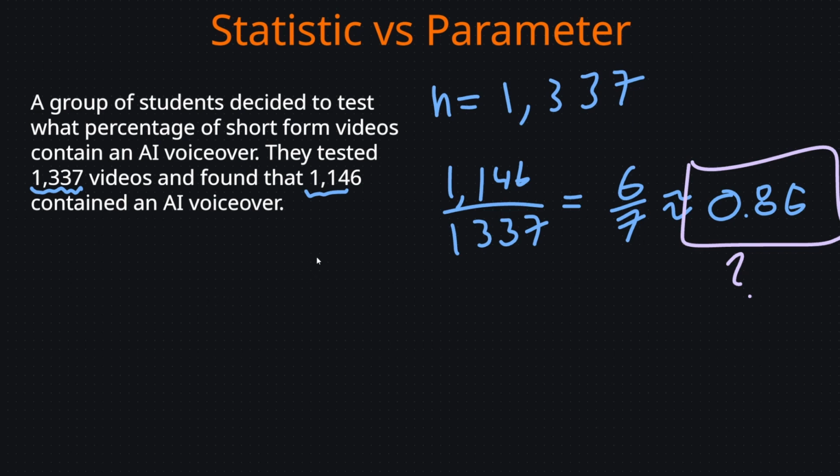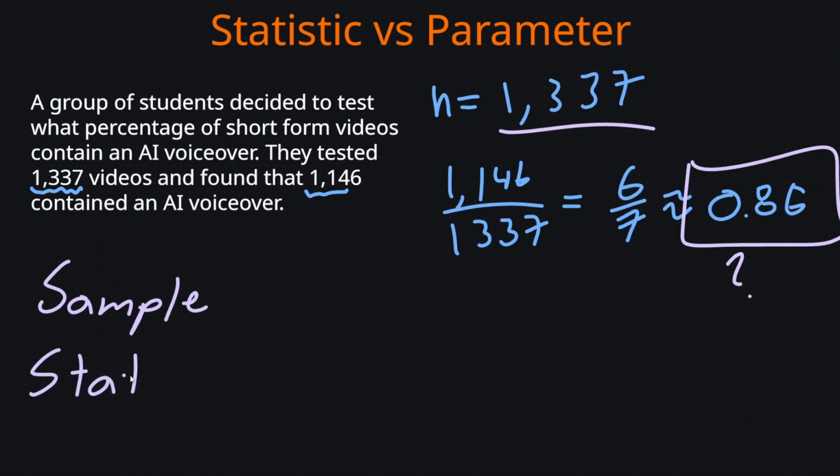Why is it a statistic? Because this number only refers to the percentage found in this sample. This is not the true value for all the videos ever made, all of the short form videos, or any other category, any other actual population. So because this refers to a sample, this is a statistic. And how we write a statistic for a proportion is we use p hat. So I would say that p hat is equal to 0.86.